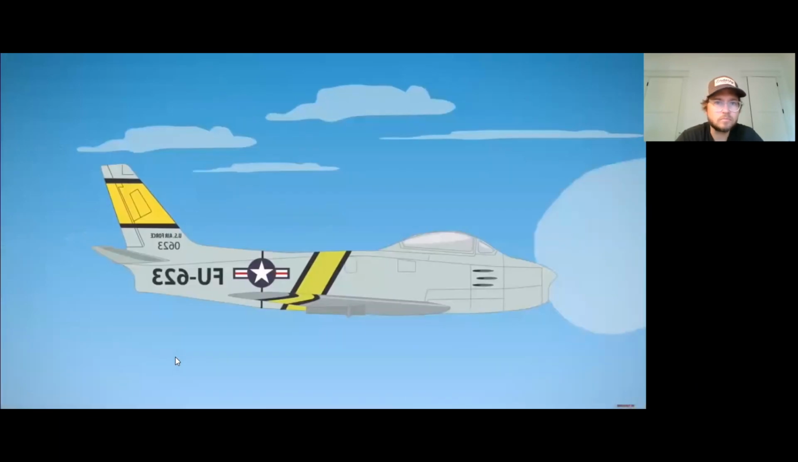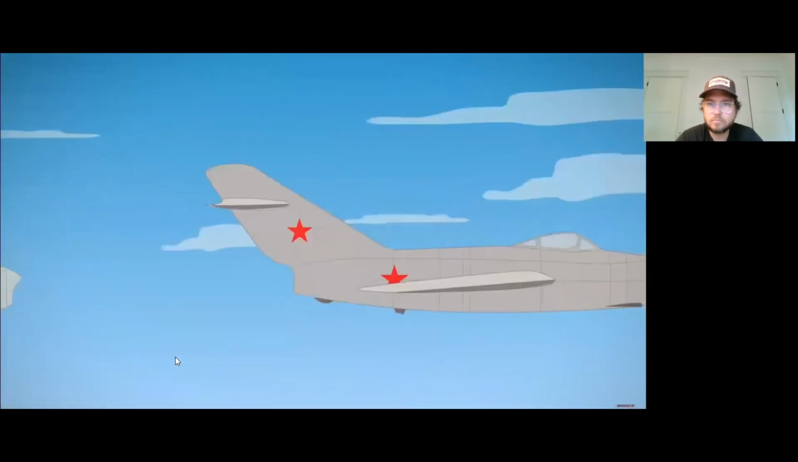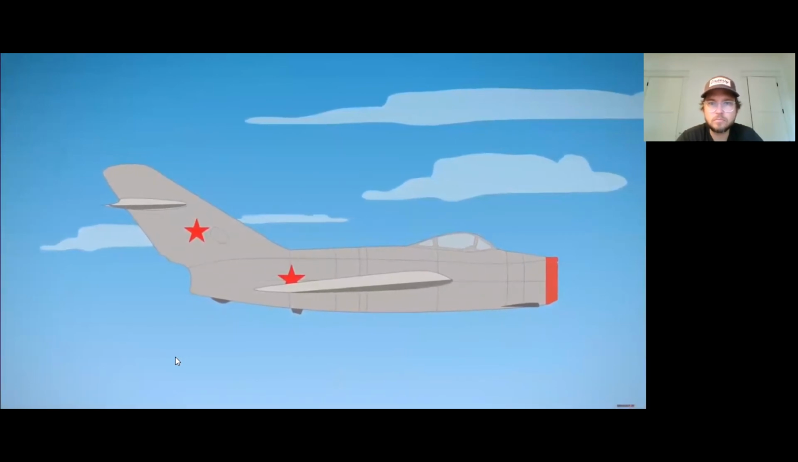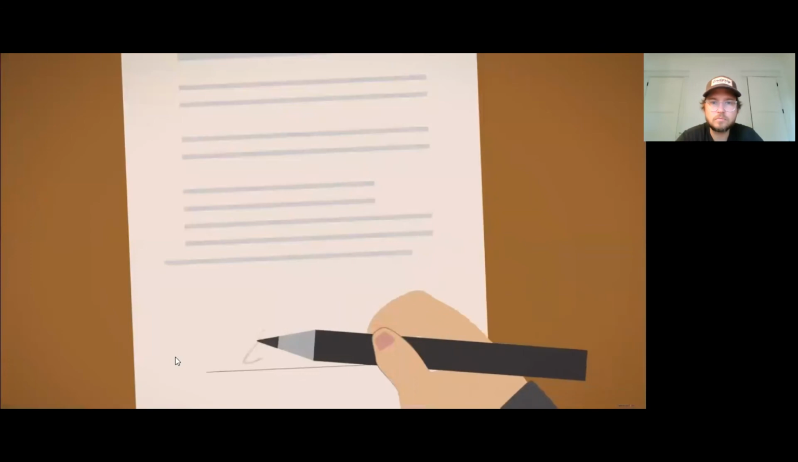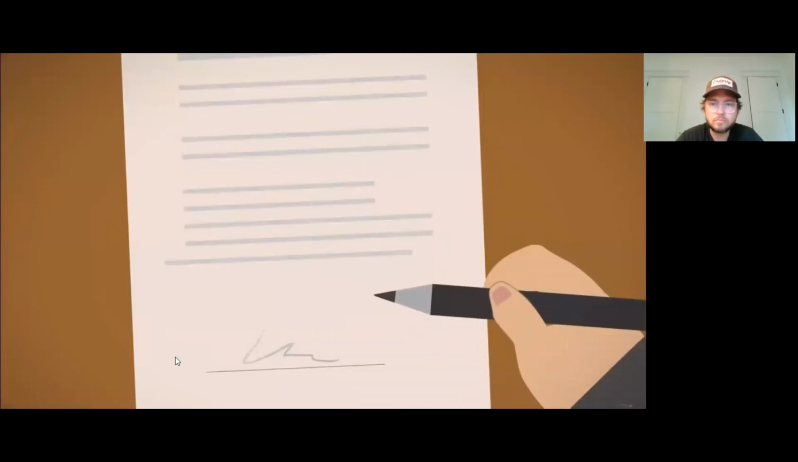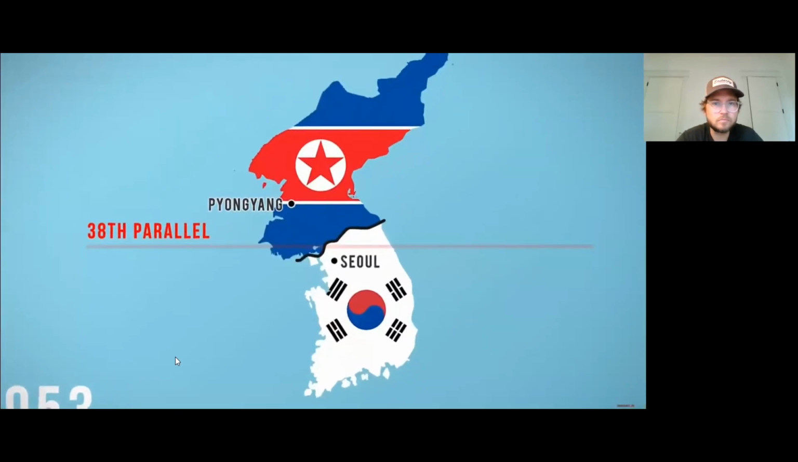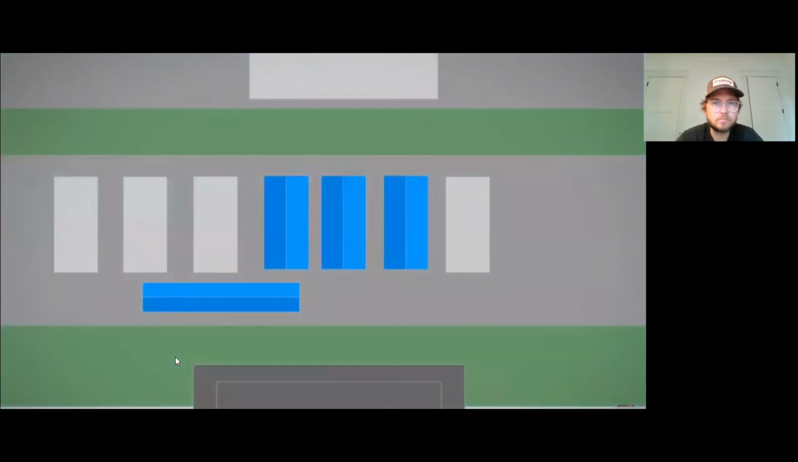fighting continued, and American pilots fought in the air against Soviet pilots using Chinese jet fighters and wearing Chinese uniforms. General Dwight D. Eisenhower took over as president in early 1953 and sought an end to the war. After 2 years of negotiation, an armistice was signed on July 27, 1953, at Panmunjom on the 38th parallel. A demilitarized zone was set up, which stands to this day.